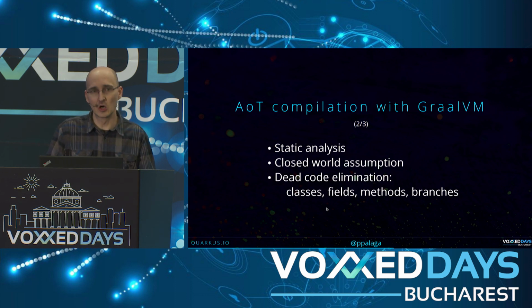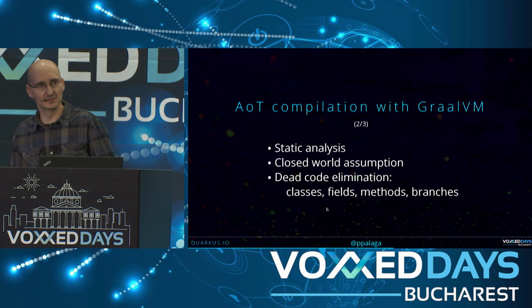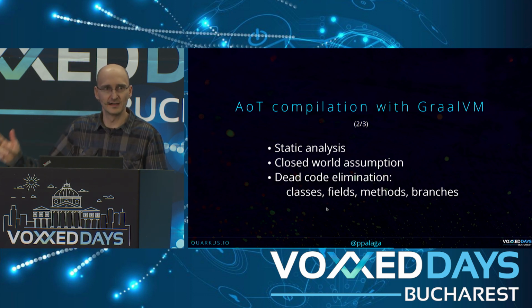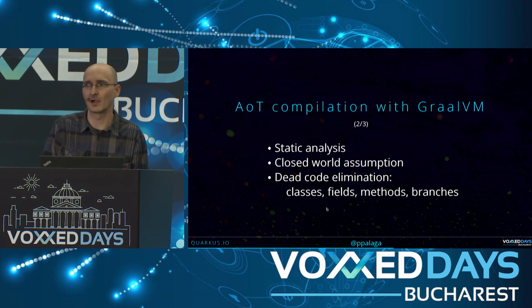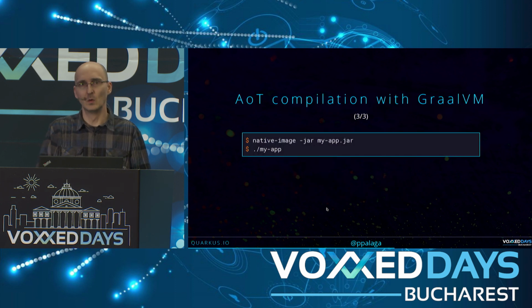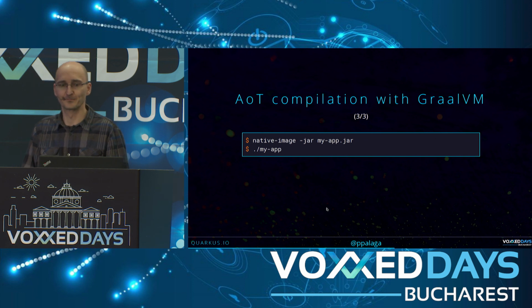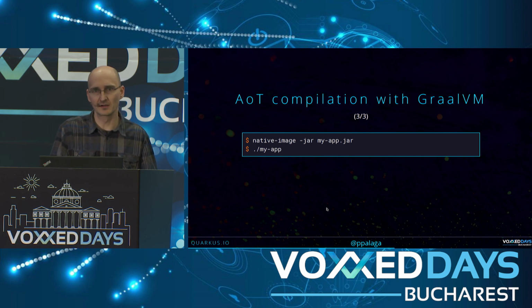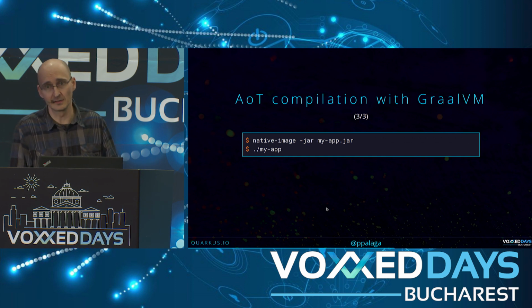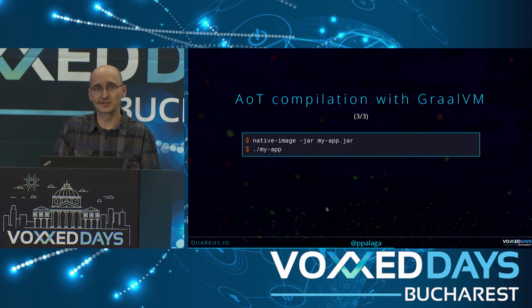So under the closed world assumption, we can eliminate lots of code that is not needed at runtime. We can throw away whole classes, fields, methods, or execution branches that we know won't be executed at runtime. And this is what GraalVM is doing for you. On the console, when you work with the stock GraalVM, this is the command you would use to produce a native executable. It's called native-image. The jar is an input, and the output is the native executable, right?